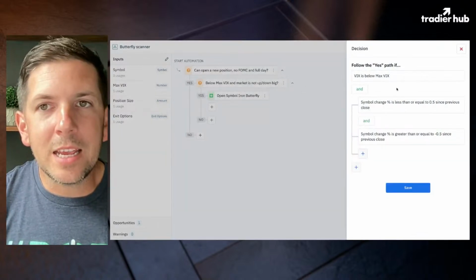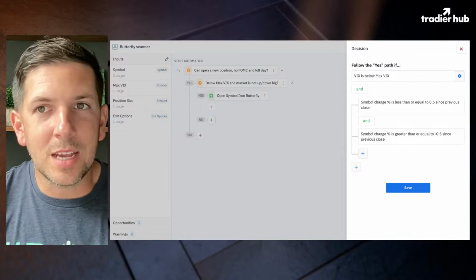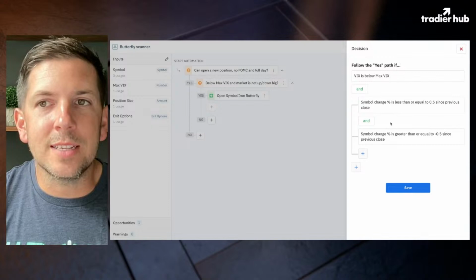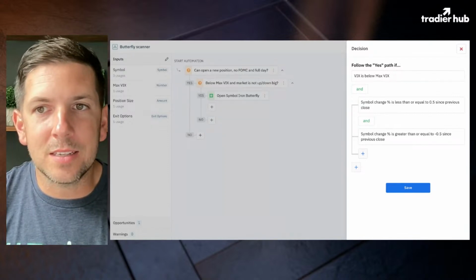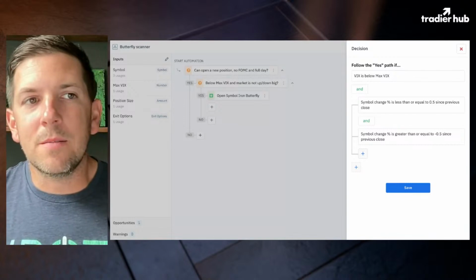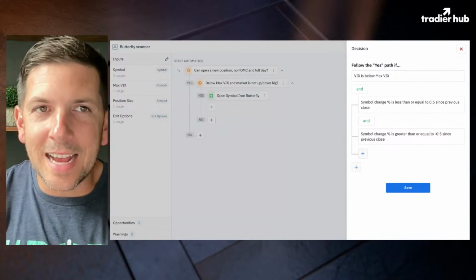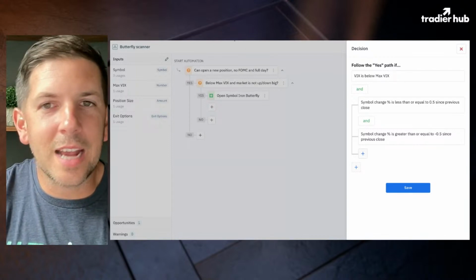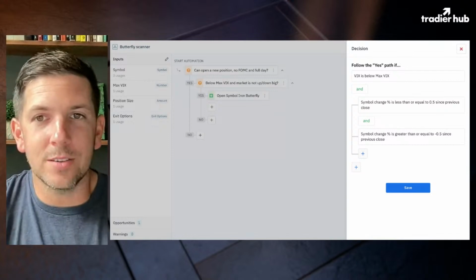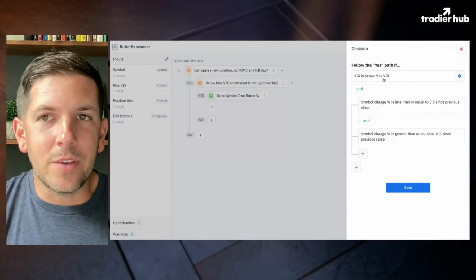Inside of here, what he did is he also checked that the VIX is below your maximum VIX setting that we set, which I set mine at 30. And we're checking to see if the symbol change is less than 5% since the previous close in either direction. So basically, we're checking to see, did the market have, it's not technically an inside day, but you could say it had a lower volatility day.